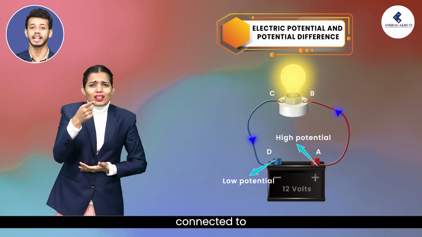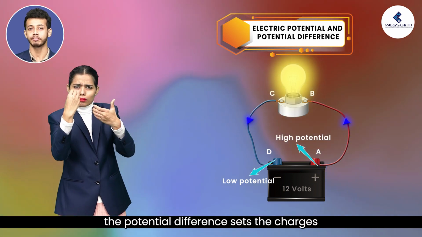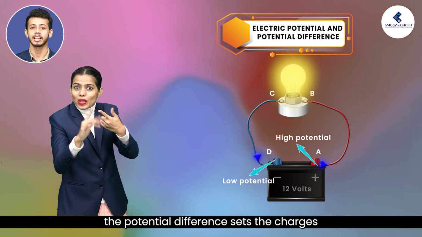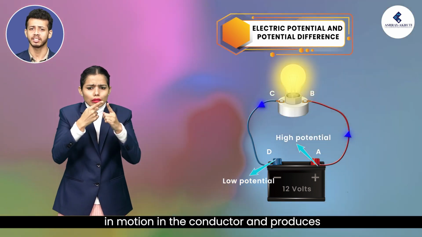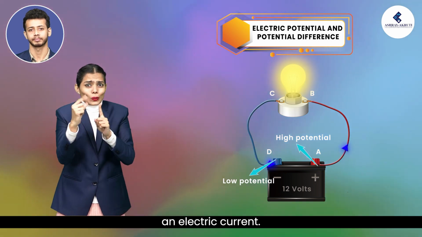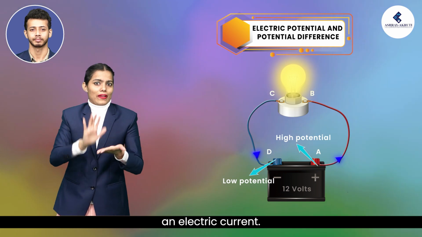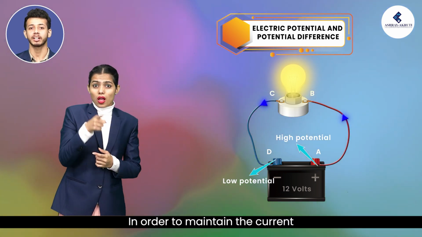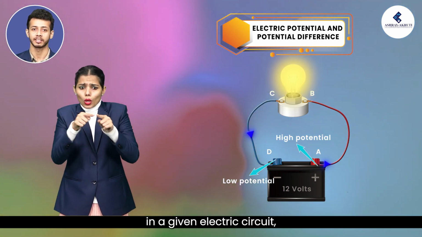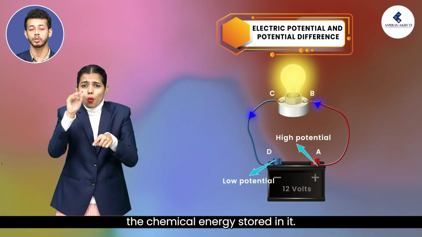When the cell is connected to the conducting circuit element, the potential difference sets the charges in motion in the conductor and produces an electric current. In order to maintain the current in a given electric circuit, the cell has to expend the chemical energy stored in it.